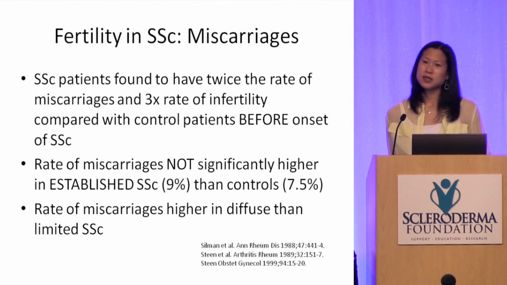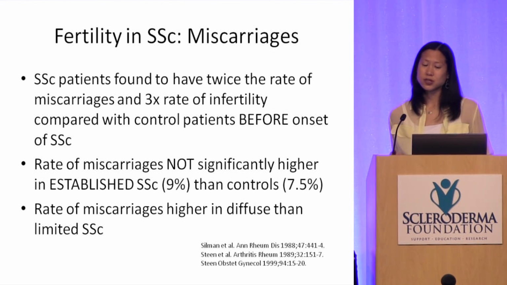In terms of fertility in scleroderma, we already touched a bit on the fact that patients who have prior miscarriages are more likely to develop scleroderma. And in this other study, scleroderma patients were found to have twice the rate of miscarriages and 3 times the rate of infertility compared with control patients before the onset of scleroderma. Again, could these patients have already had scleroderma in early form while they're pregnant, or is it due to the microchimerism increasing the risk of onset of scleroderma?